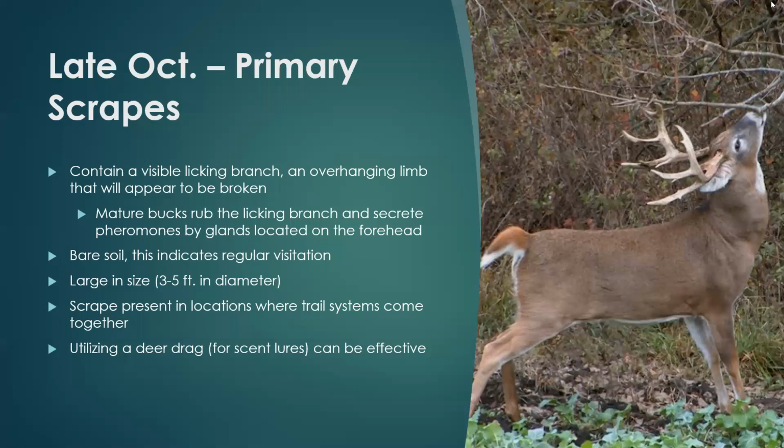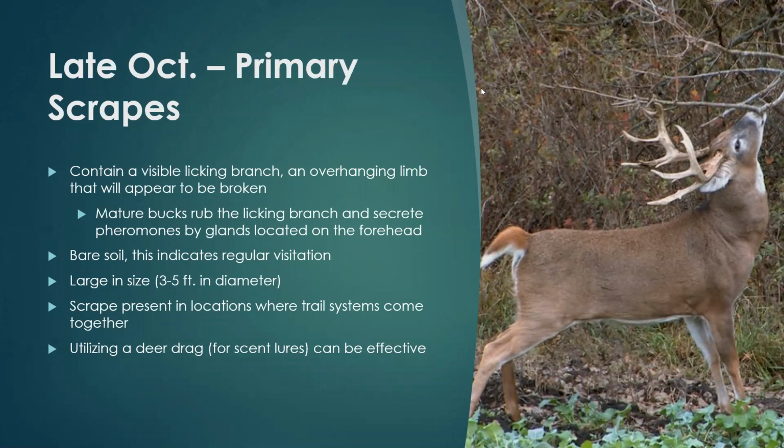I see we have a question. I missed it. How do you differentiate primary from secondary rubs? Good question. Here we're talking about scrapes. That is a pretty common misnomer in deer hunting. People will call rubs scrapes and call scrapes rubs. Rubs are on trees, where the deer is rubbing the bark off. A scrape is on the ground, where they're scraping the vegetation away.